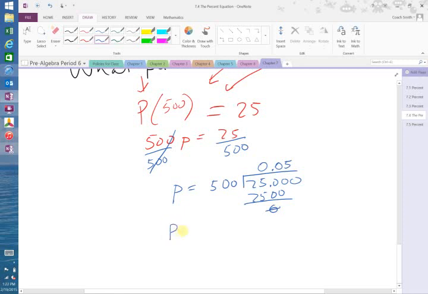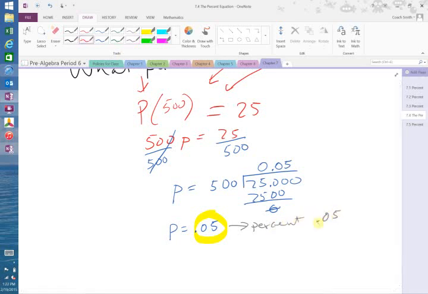Now, P is equal to 0.05, but I need a percent. So I have to change this to a percent, which means 0.05. I go once, twice to the right, and that gives me P is equal to 5%.